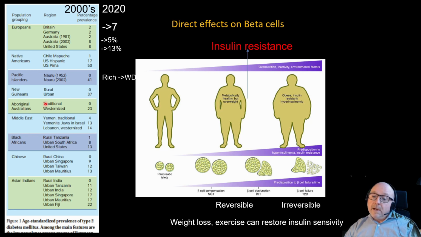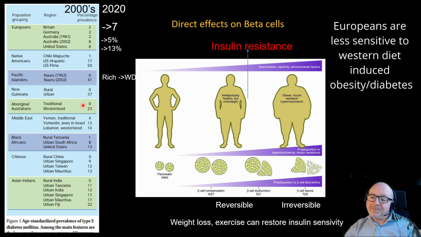Then you have Aborigines living in Australia. If they live out in the outback, 0% diabetes. If they live in the city, 23% of the population gets diabetes. So environment is very important. This is something I mentioned at the beginning of the orientation meeting. We try to get an idea, does environment affect our metabolism? And yeah, it does. And genetics as well, right?